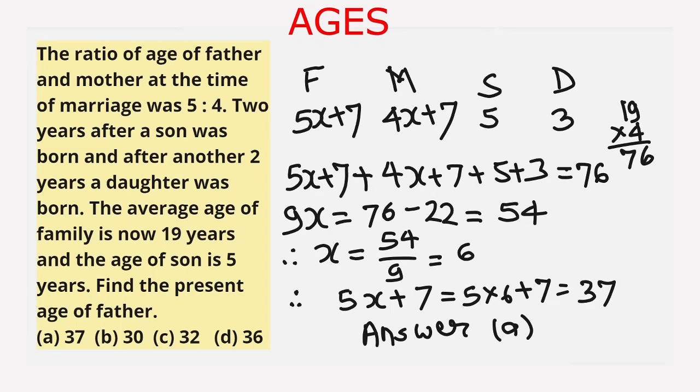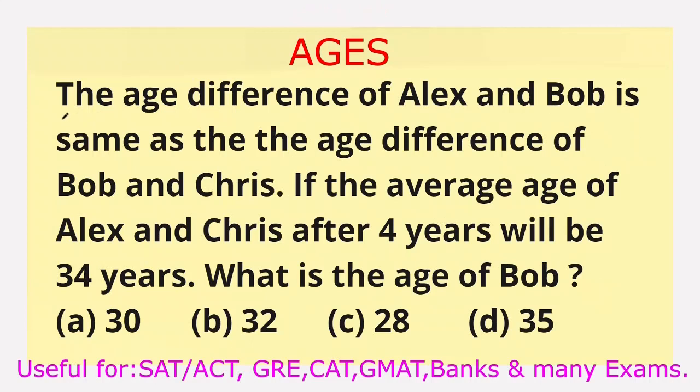I hope you have understood the method of solving it. Our question is: the age difference of Alex and Bob is the same as the age difference of Bob and Krish. If the average age of Alex and Krish after 4 years will be 34 years, what is the age of Bob? The given options are option A 30, option B 32, option C 28, option D 35.